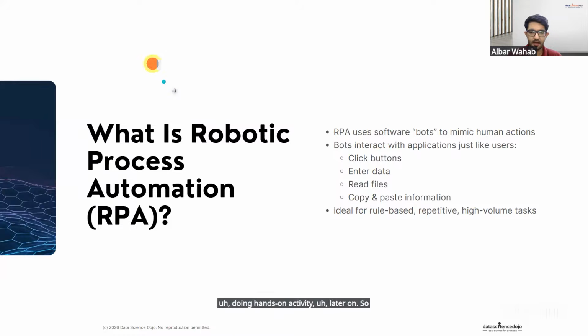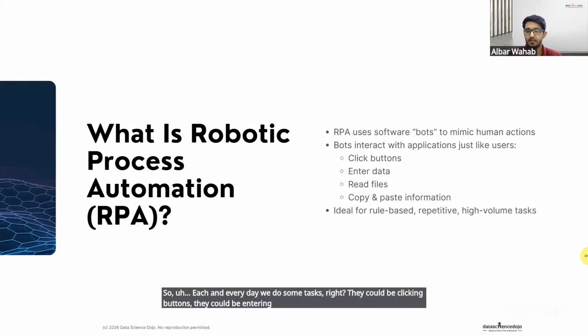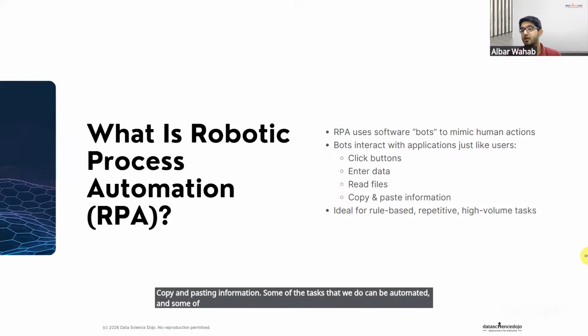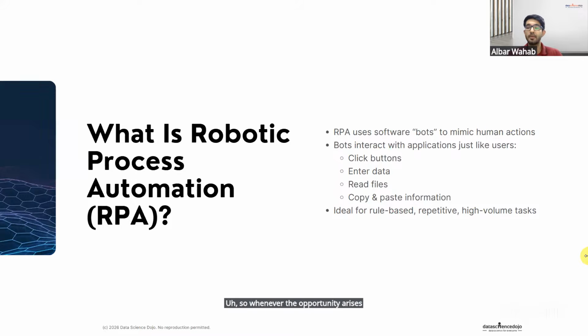So for starters, what is robotic process automation? This basically means we are using bots that mimic human actions. Each and every day we do some tasks, right? They could be clicking buttons, entering data, writing emails, reading files, copy and pasting information. Some of the tasks that we do can be automated and some cannot. Whenever the opportunity arises that we can automate these tasks, why not opt for that? With RPA, you create bots that mimic human actions, and they can automate these repetitive human tasks, and they can save you a lot of resources and time.